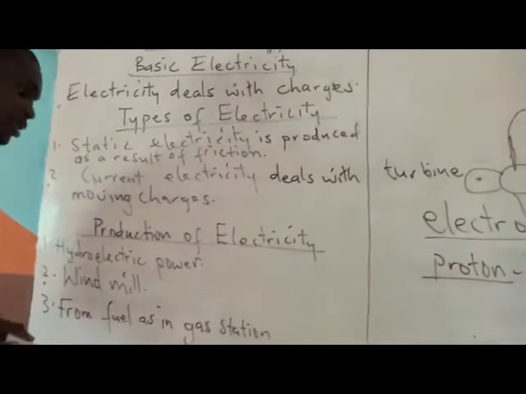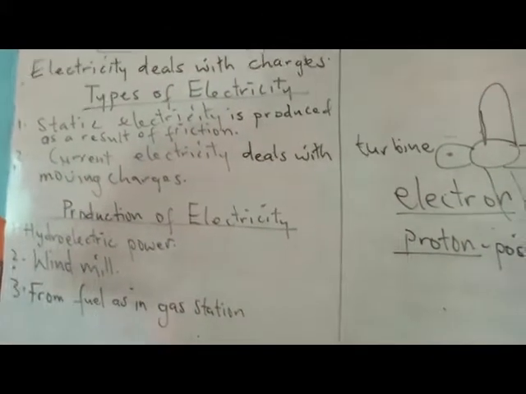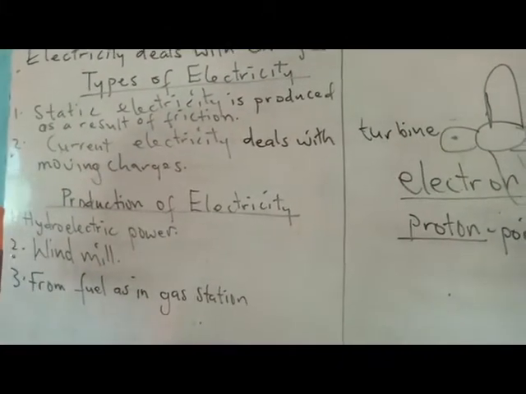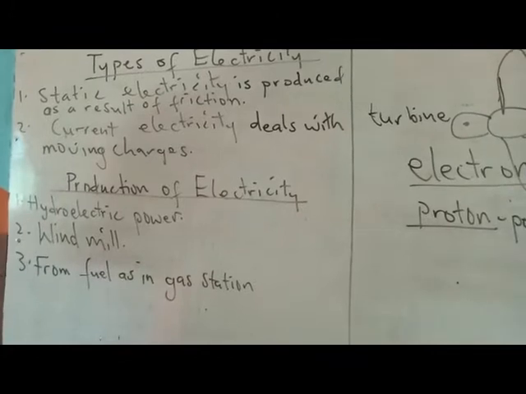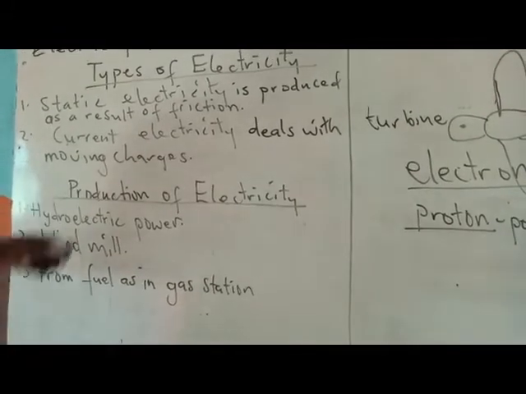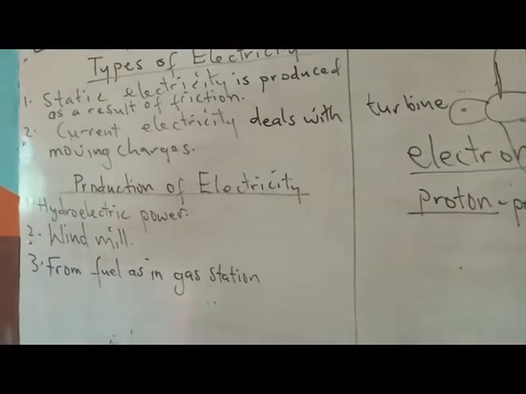Now, gases, for example, like natural gas, can be used to produce electricity. As they are burnt, they produce heat that can be converted to electricity.